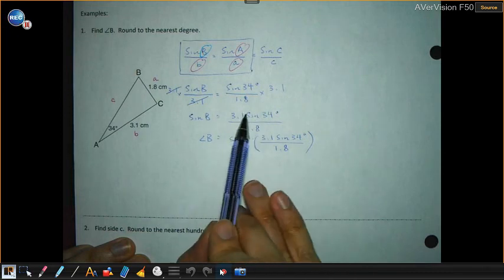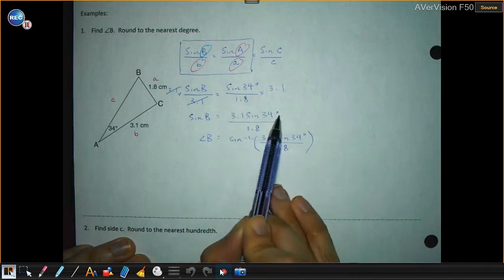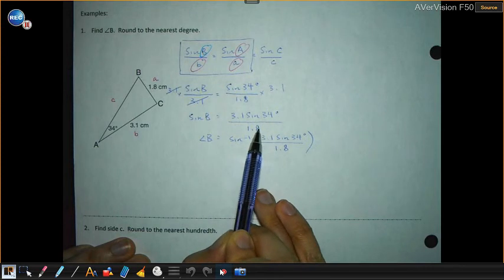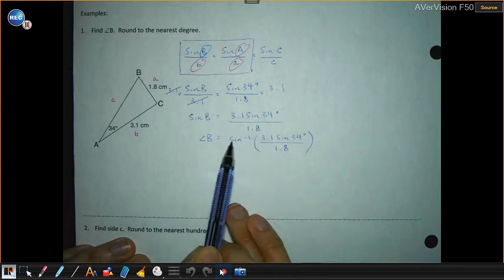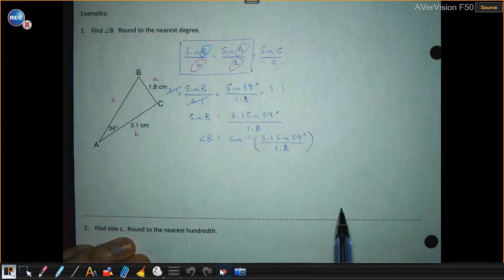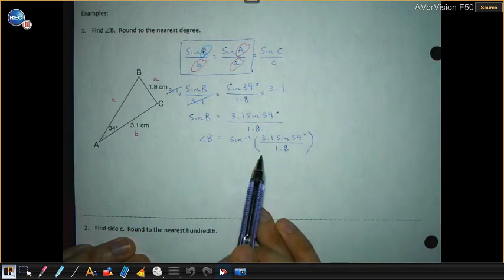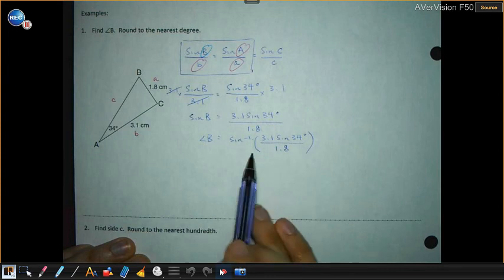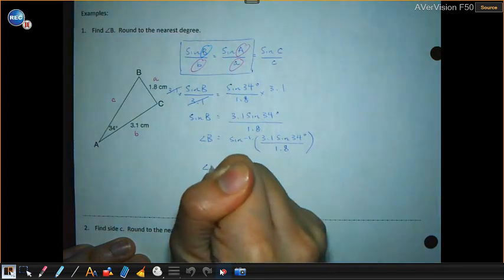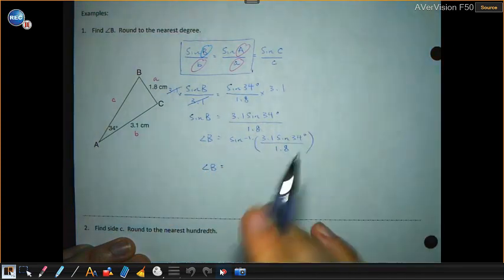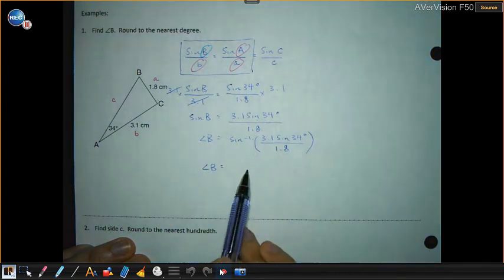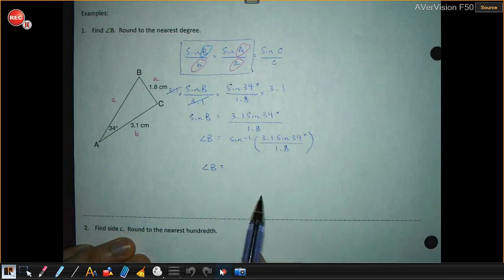do it step by step, so you figure out the top first, round it to 4 decimal places, divide by 1.8, again round it to 4 decimal places at least, and then whatever you get, take the sine inverse to get angle B. Make sure you try and put this into your calculator, and if it doesn't give you the answer that I'm about to get, you need to come see me tomorrow, and then we figure out how to type it in your calculator.